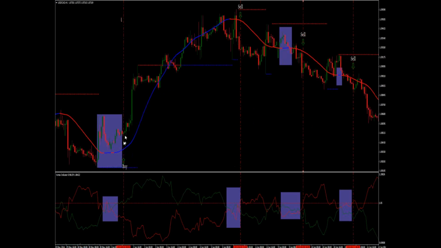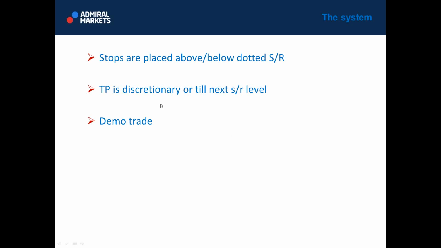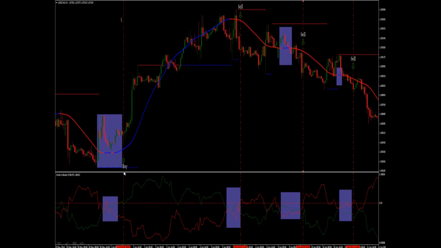But again, you can scalp with this system, and the rules for stops and TPs are also simple. Stops are placed above or below the dotted support and resistance. TP is discretionary or until the next support and resistance level. So when you go long or short, the creator himself was thinking about placing stops below this level and taking profits here or there. Or if you sell, you need to place stops above this level, but you need to use the next support. I would not do this.